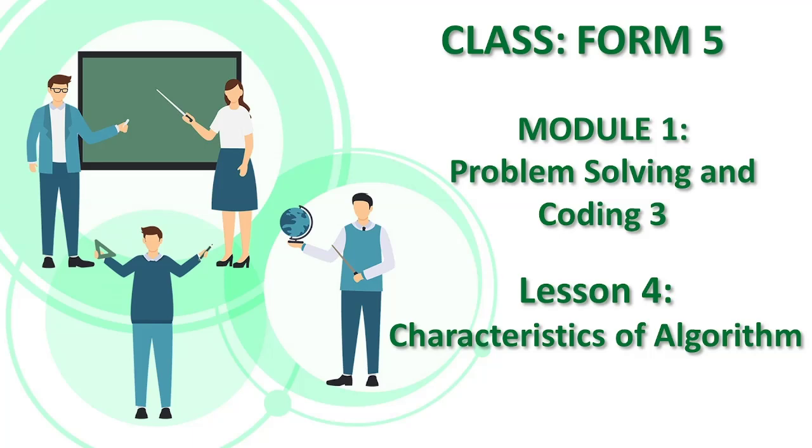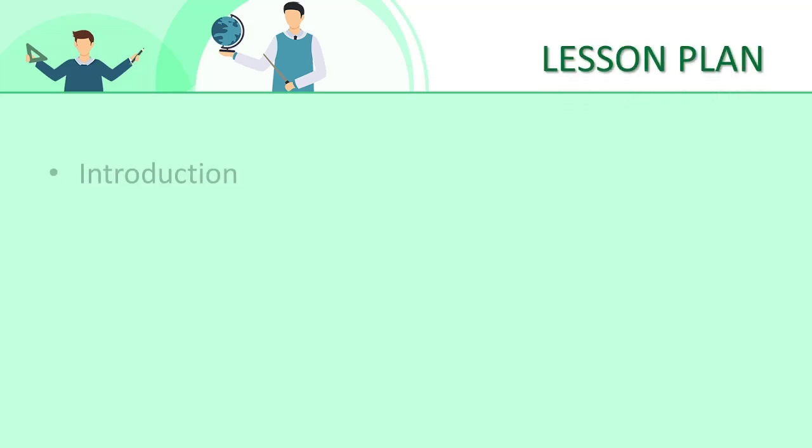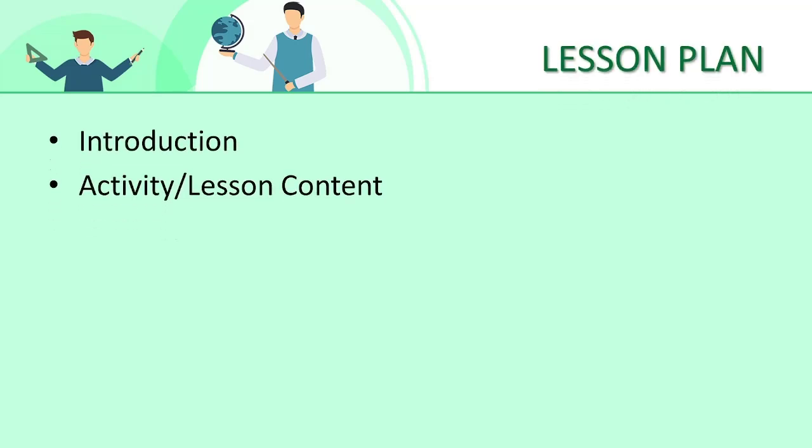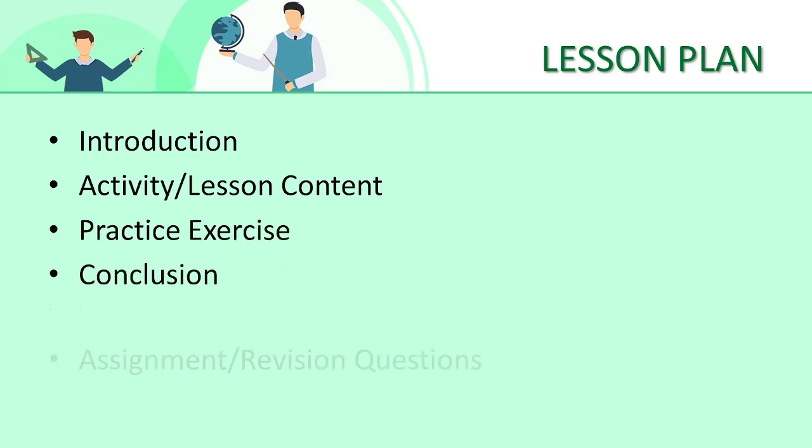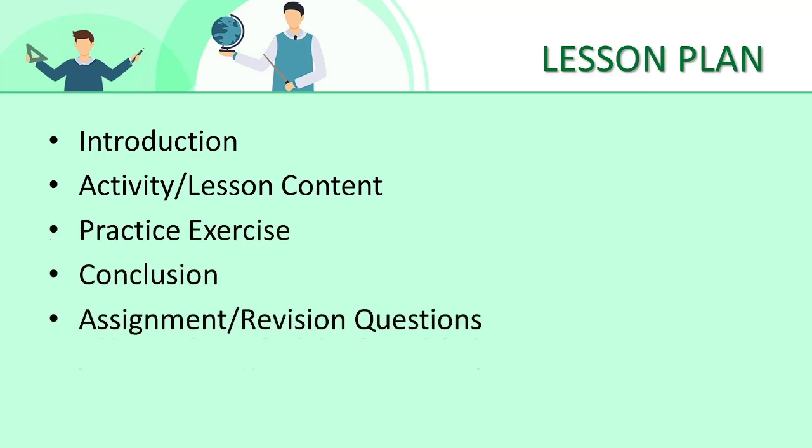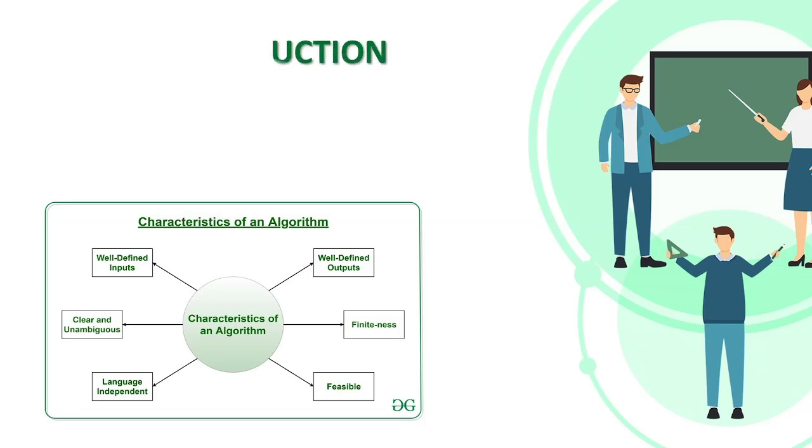In our previous lesson, we already saw that an algorithm is a procedure for solving a problem, or a step-by-step sequence of steps to solve a particular problem. So in this lesson, we'll be looking at the characteristics of an algorithm. For our lesson plan, we have always our same structure. We have introduction, activity, practice, exercise, conclusion. And we have assignment.